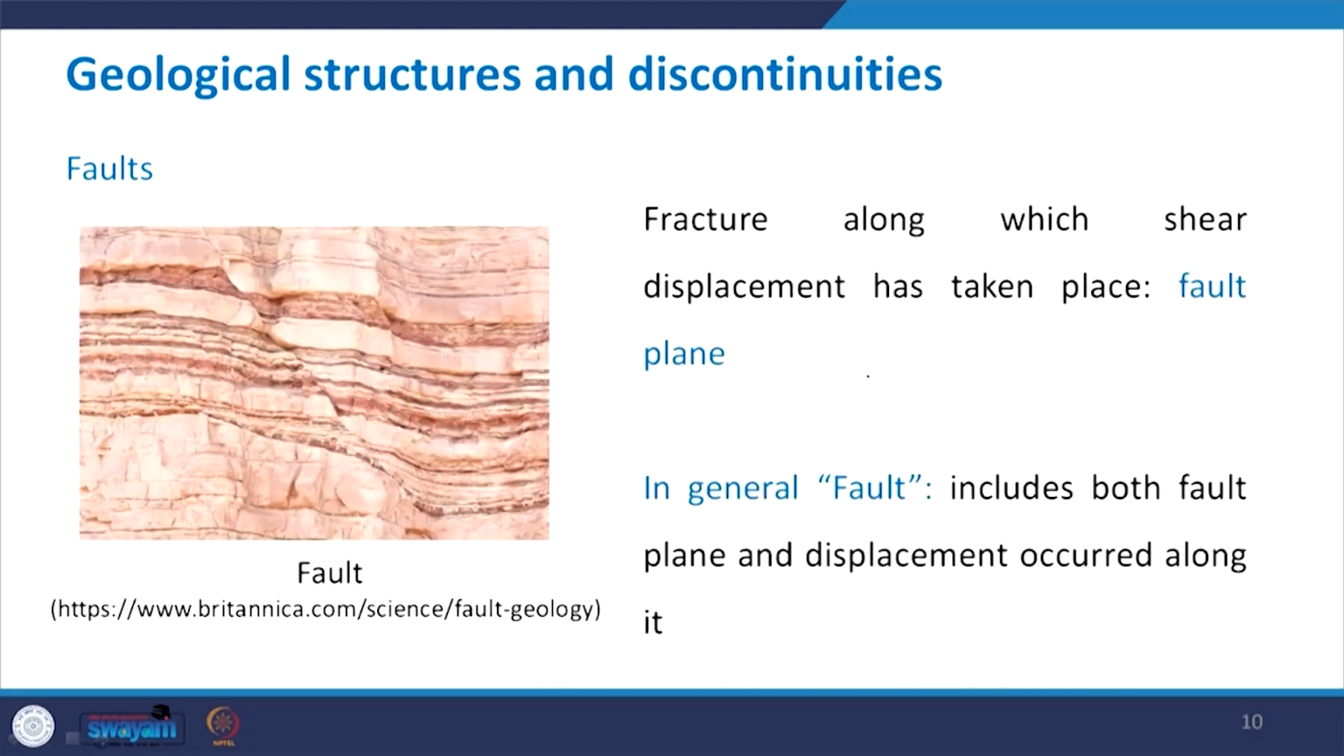Now coming to the next aspect, that is the fracture along which the shear displacement has taken place, that we call as the fault plane. So in this figure, this is the fault plane. So when we say in general the term fault, it includes both the fault plane as well as the displacement which has occurred along it. Okay.